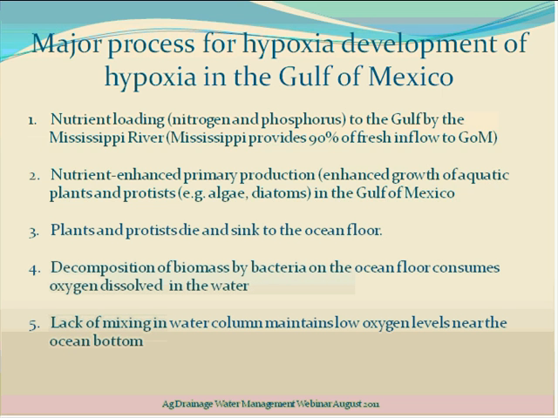And the nutrient-enhanced primary production is the enhanced growth of aquatic plants and protists. So that's the algae and the diatoms in the Gulf of Mexico. And these plants and protists die and sink to the ocean floor, and then they decompose, and that decomposition consumes oxygen in the water. And we have a lack of mixing in that strata in the water column, and that lack of mixing causes low oxygen levels near the ocean bottom.